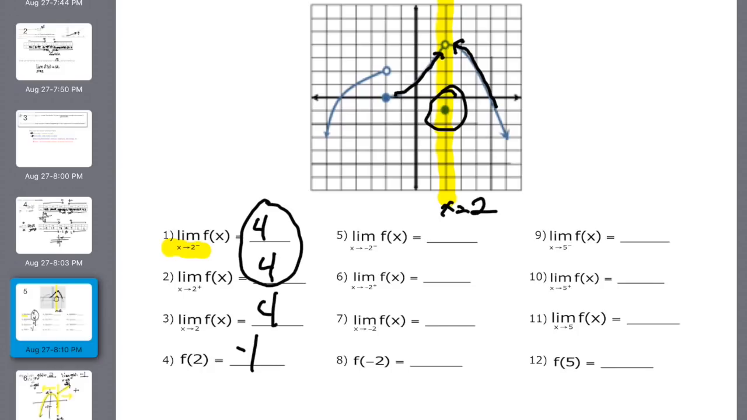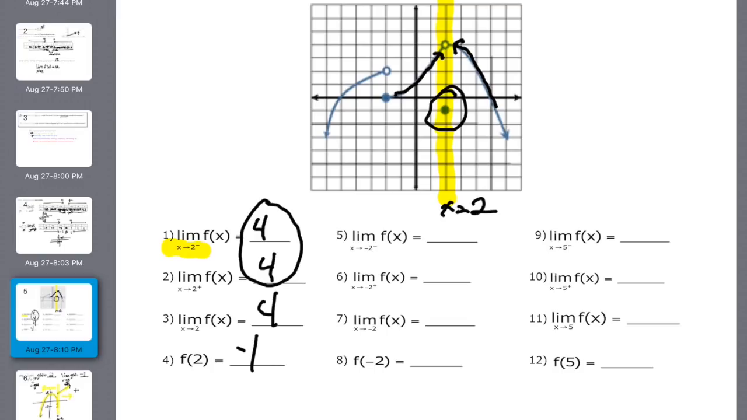The limit and the function do not have to be the same. It helps if they are, but it doesn't necessarily have to be. And what that means for us here is if our limit and our function are not the same, that means our function is not continuous. And that's going to be an important aspect of this class. Okay, so let's look at the next one.